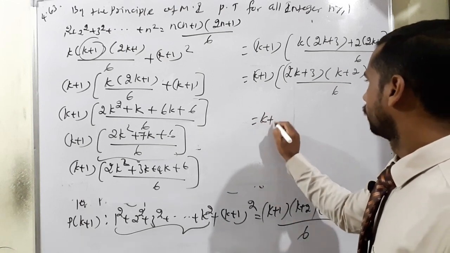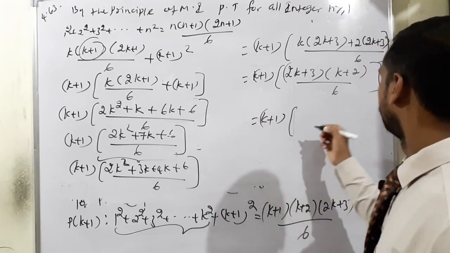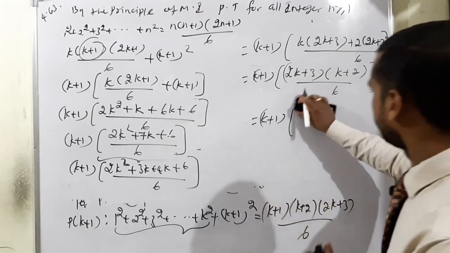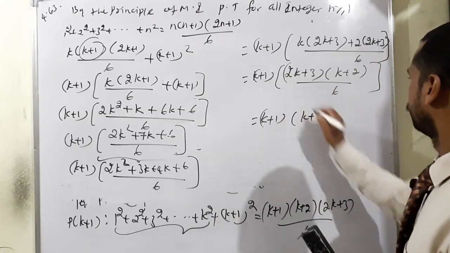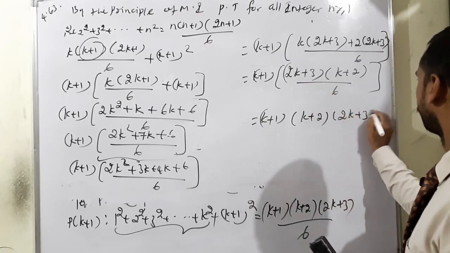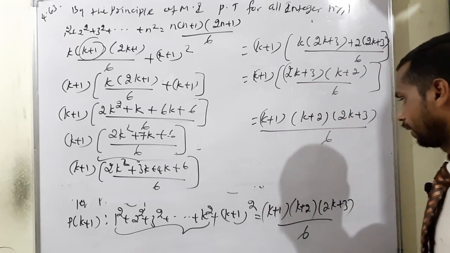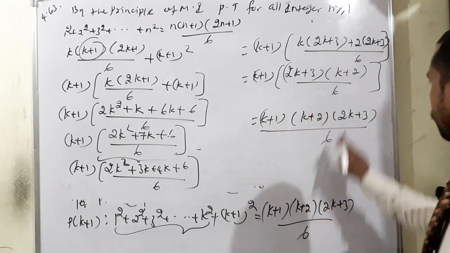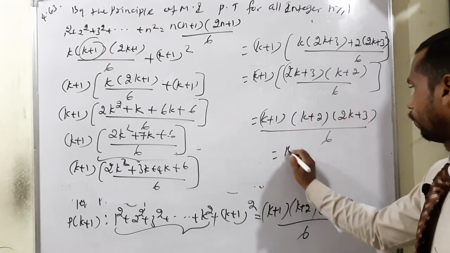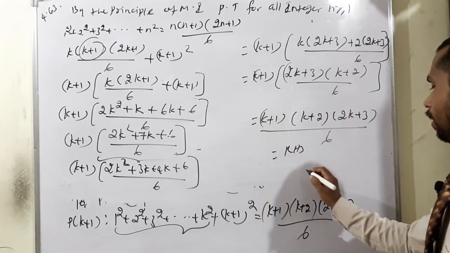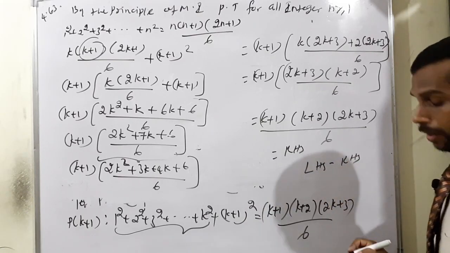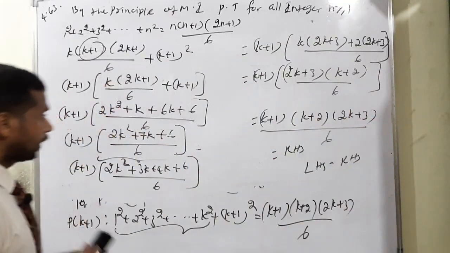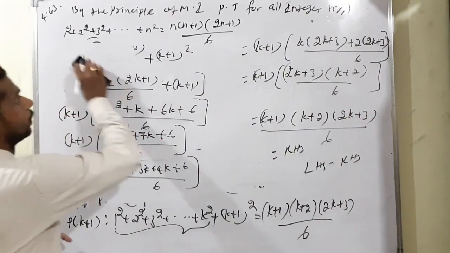Again k plus 1. So just rearranging, k plus 1 into k plus 2. Next, 2k plus 3, the whole term divided by 6. Check it there: k plus 1, k plus 2, 2k plus 3 divided by 6. Therefore, we can write it, this is called RHS. So we have proved LHS equal to RHS, which means P of k plus 1 is true, isn't it?